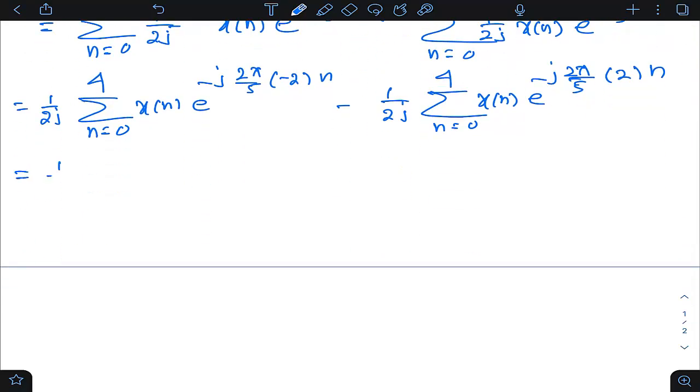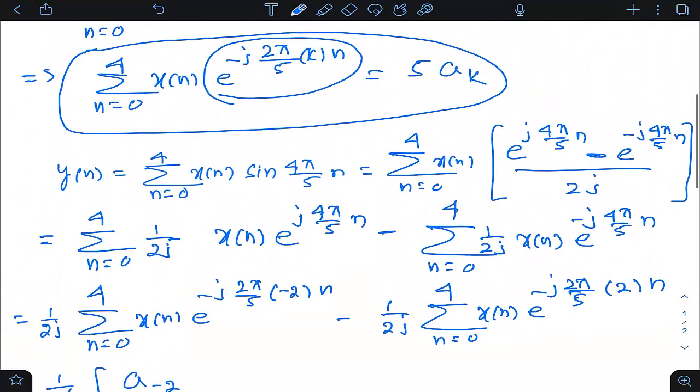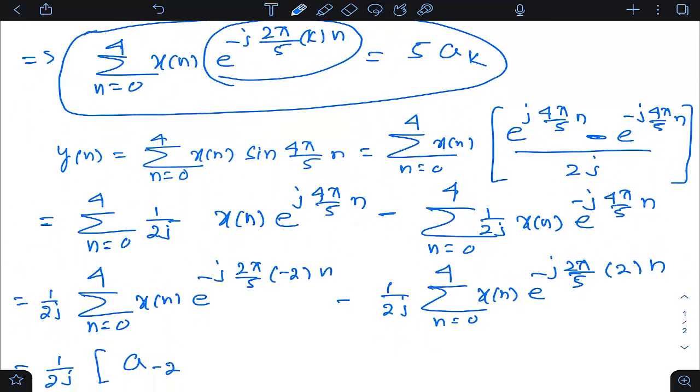So this is equivalent to 1 by 2j. What is this? This is a of minus 2, right? Because in this relation, if you substitute k equals minus 2, you get this term. And again this 5 is also there. So it is 5 into a of minus 2.